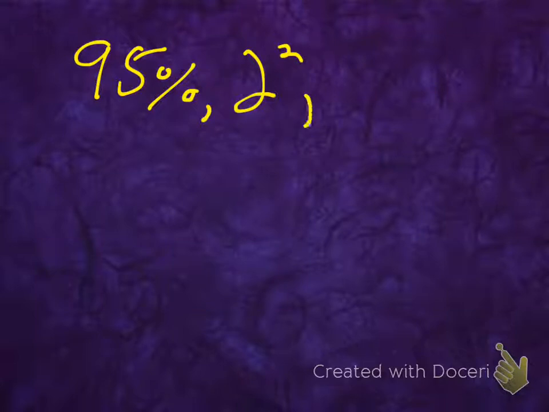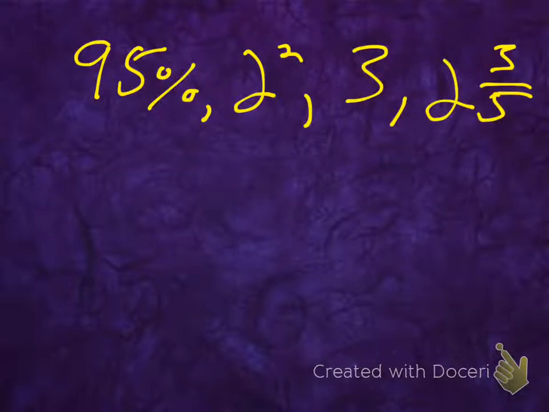Alright. The next page: use a calculator to help you place the following in order from least to greatest. That's 95%, 2 squared, 3, and 2 3/5. Now, we don't need a calculator because we're just that good. So, again, we're going to change all of these into percents. Luckily for us, 95% is done for us.